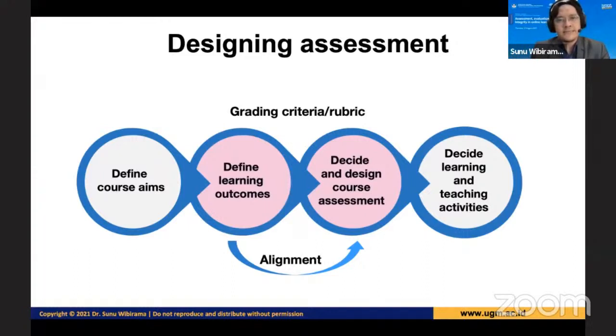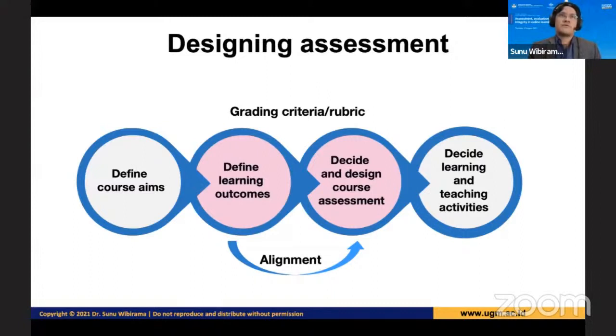And as you may know, a lot of universities in Indonesia already implement OBE, outcome-based education. First, of course, you have to define the aim of your course itself, and then you define the learning outcomes, or CPMK in Indonesian terms. Then you align what you want to assess based on your learning outcomes. After that, you decide what kind of learning and teaching activities support the learning outcomes, and of course, that will be assessed in future. So this is basically how we design the assessment.